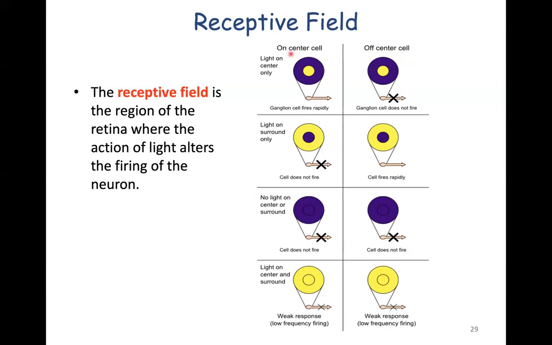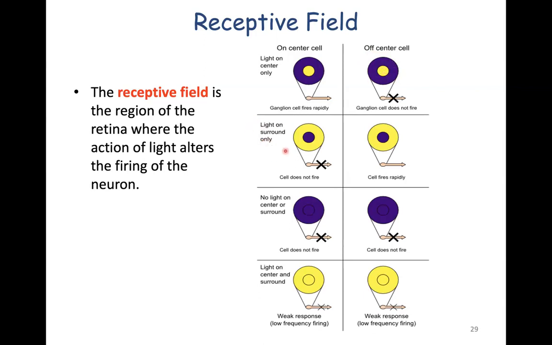So let's talk about on-center cells first. When light falls on the center of this region, this will activate the on-center, off-surrounding cell and cause this ganglion cell to fire rapidly. But let's say the area of the receptive field where the off-center, on-surrounding cells are located, when light falls on those cells, this causes them to be inhibited. They do not transmit a signal.